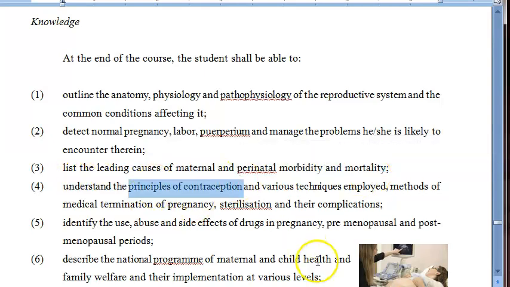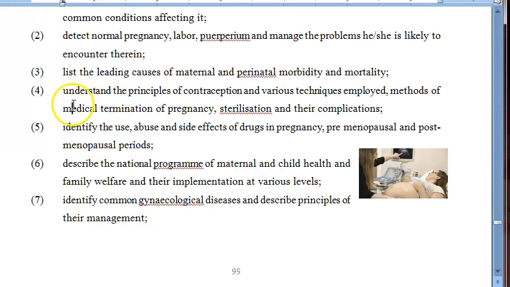You should understand the principles of contraception, medical termination of pregnancy, and know sterilization like tubectomy, vasectomy, and their complications. Then identify the use, abuse and side effects of drugs in pregnancy, that is teratogenicity, teratogens. Premenopausal and postmenopausal periods, you should know all this. This usually comes in gynecology, isn't it? Then maternal and child health national programs, family welfare, all these programs you should know. Coming to gynecology, common gynecological diseases you should know.